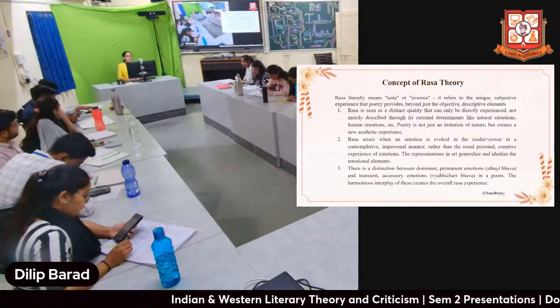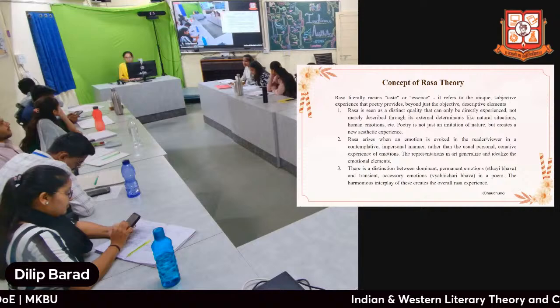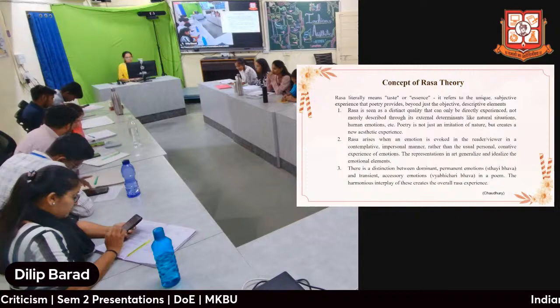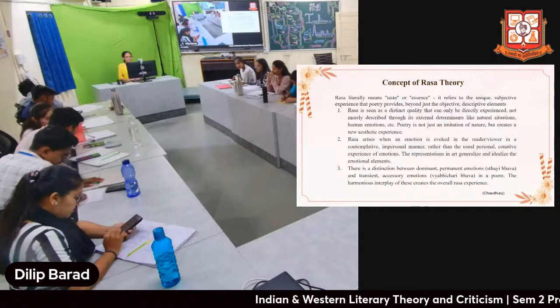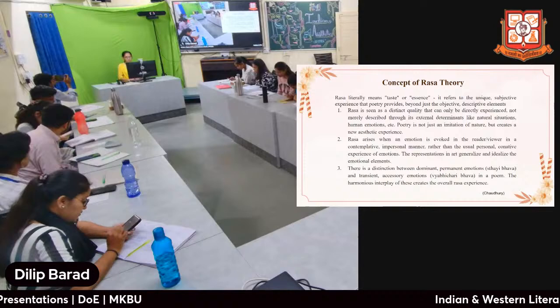Rasa arises when an emotion is evoked in the readers and viewers in a contemplative, impersonal manner rather than the usual personal experience of emotions. The representation in art generalizes and idealizes the emotional elements. There is a distinction between the dominant permanent emotion, sthayi bhav, and the transient accessory emotion, vyabhichari bhav, in a poem. The harmonious interplay of these creates the overall rasa experience. This information is taken from Chaudhary's article.